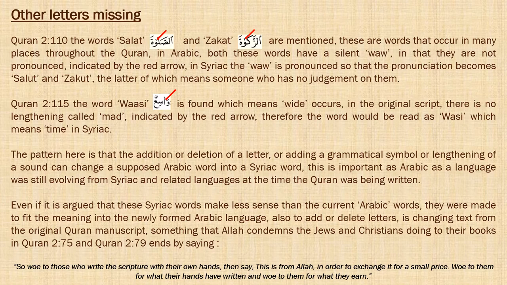In Quran 2:115, the word wasi', which means wide, occurs. In the original script, there is no lengthening called med, indicated by the red arrow. Therefore, the word would be read as wasi', which means time in Syriac. The pattern here is that the addition or deletion of a letter, or adding a grammatical symbol, or lengthening of a sound can change a supposed Arabic word into a Syriac word.